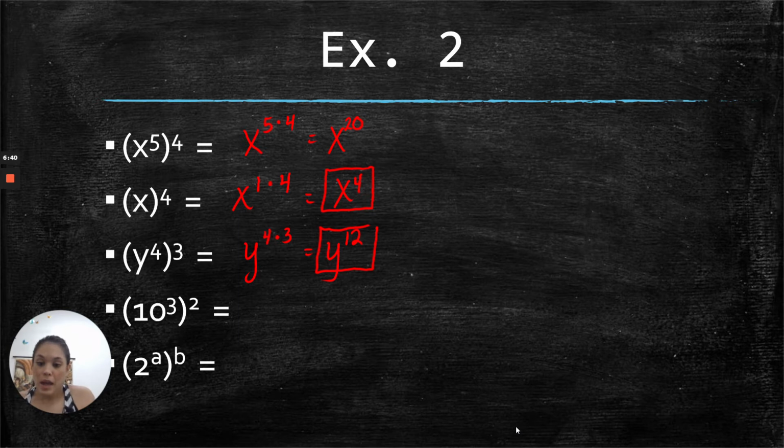Okay, 10 to the 3rd power times 2. This is 10. 3 times 2 is 6. So we are going to add 6 zeros. 1, 2, 3, 4, 5, 6. And then I'll add my zeros for 1 million.